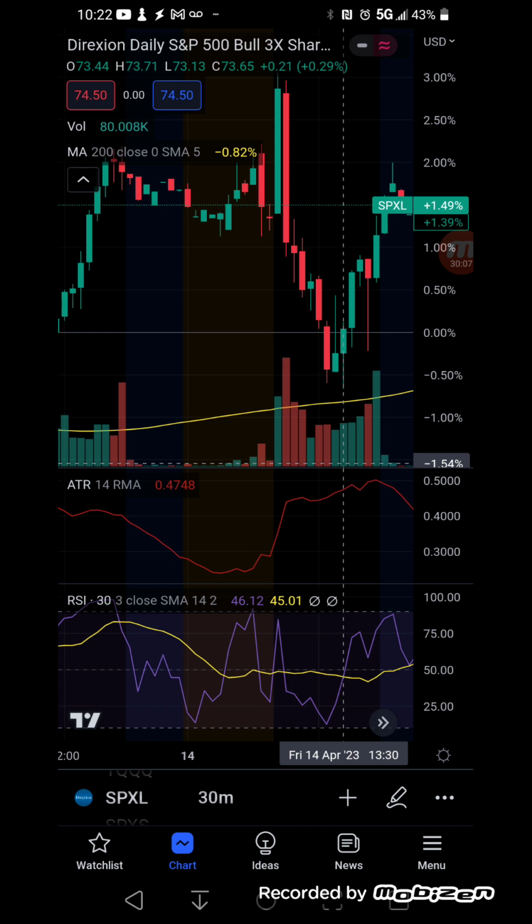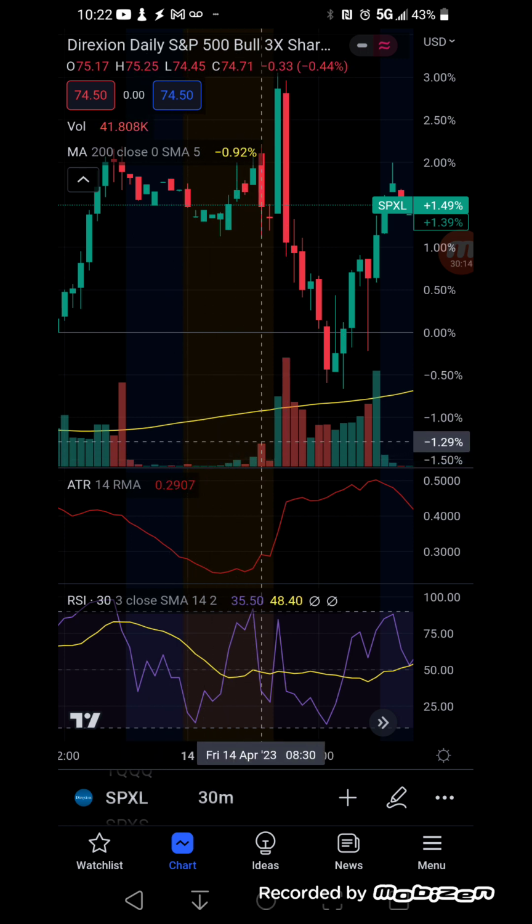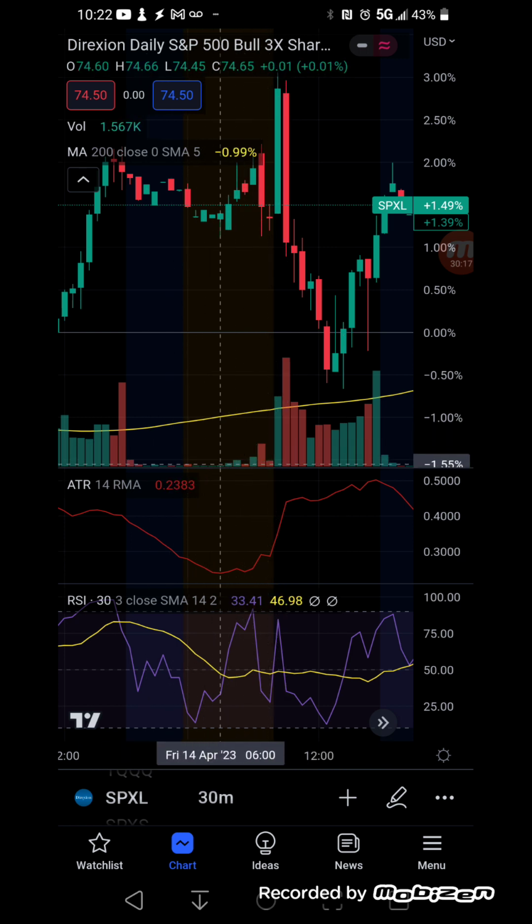So there was a chance to make 3% on the way down, 2% on the way up, that's 5%, and then there was a chance to make some money here in the morning, that's another 1 or 2%. It goes from 1% to 3%, that's 2%, 1.5% right there. So we're looking at a chance to make 6% there, buying it and selling it.